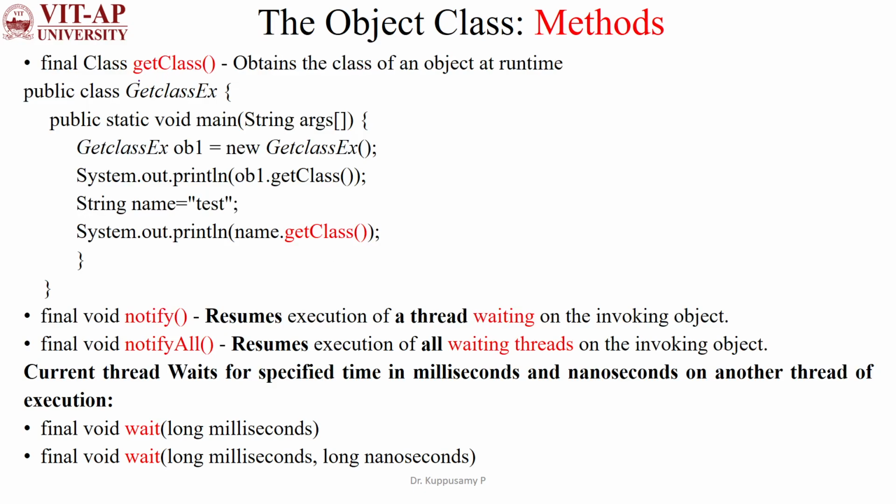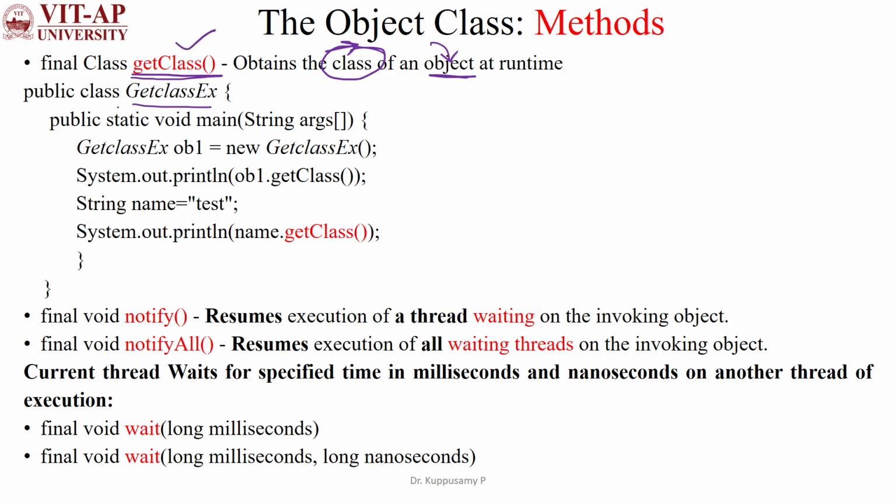And here one more method is available for the Object class: getClass. It tells which class the object running in the current environment belongs to. What is the class of that particular object? If the software developer wants to know which class the running object belongs to, we can use the getClass method.